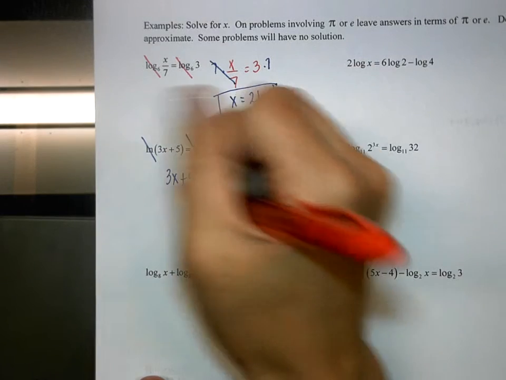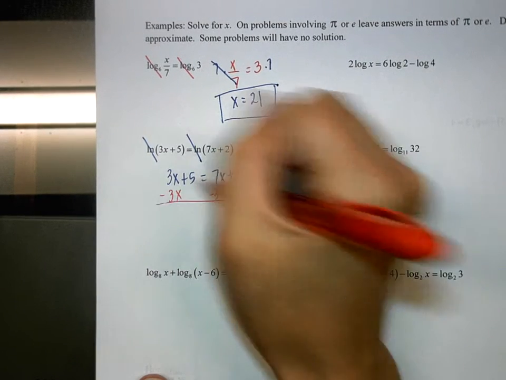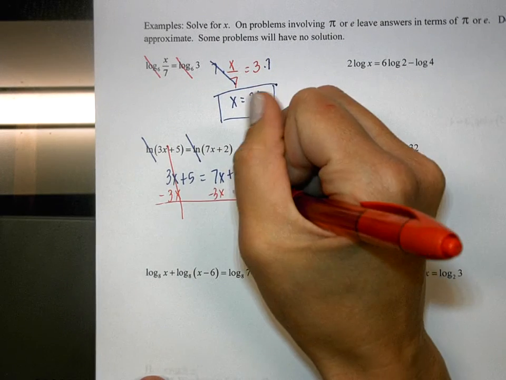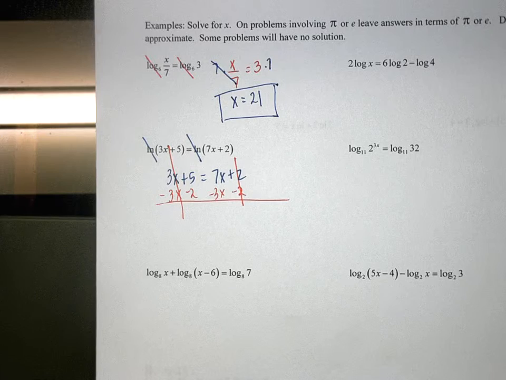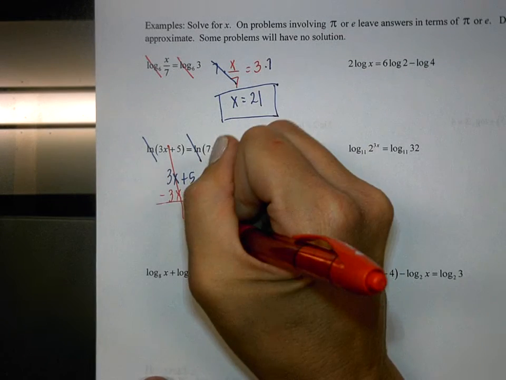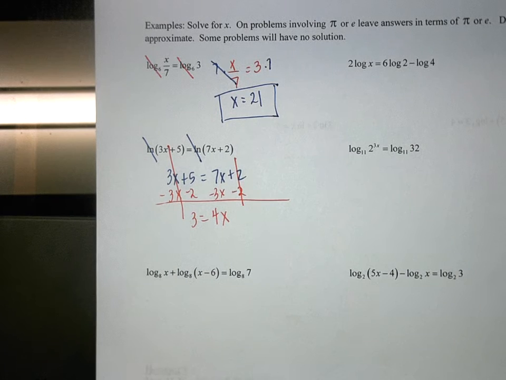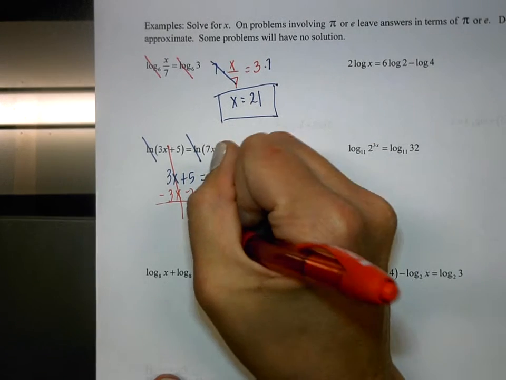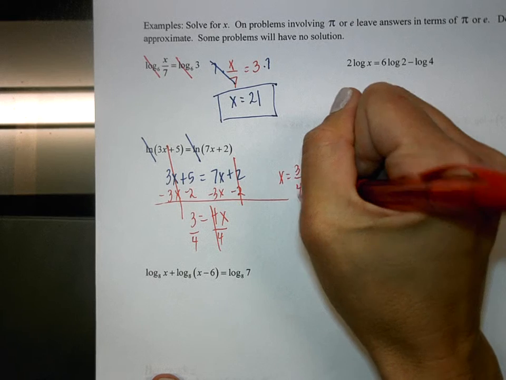Good. I like positive numbers, so I'm going to subtract 3x from both sides, and then subtract 2 from both sides. So 5 minus 2 makes 3, and 7 minus 3 is 4. So we have 4x. Again, we're just combining like terms, getting all of our like terms on each side. And then the last thing we do is divide by 4 on both sides. And so the answer is 3/4.